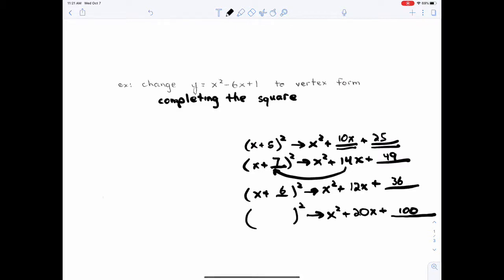Why? Because I'm going to take this, cut it in half, and square it. Why? Because that's what I did in the first 3 examples. I just didn't write anything in this area here, right? Like in the second one, I took the 14 divided by 2, got the 7, then I squared it and got the 49. Third example, I took the 12 divided by 2 and got 6, then squared it and got the 36. I'm just not going to write it down. If you can do that, you don't need to write this down, okay?